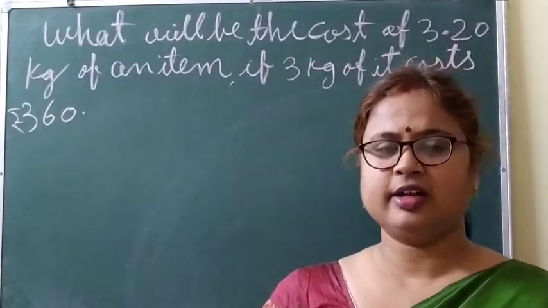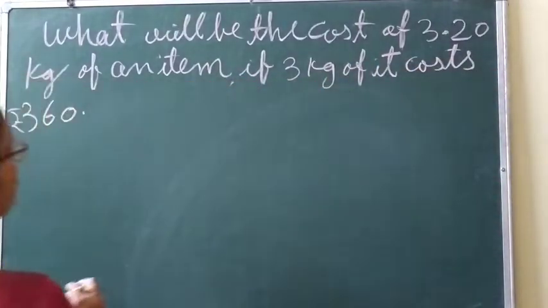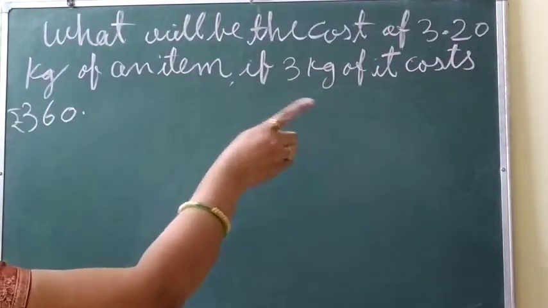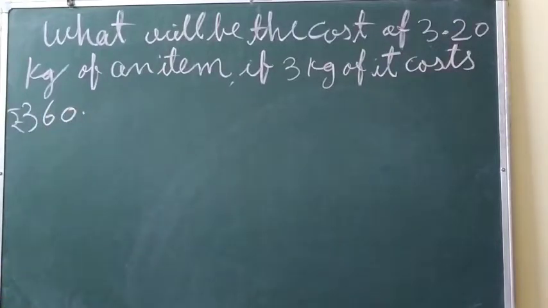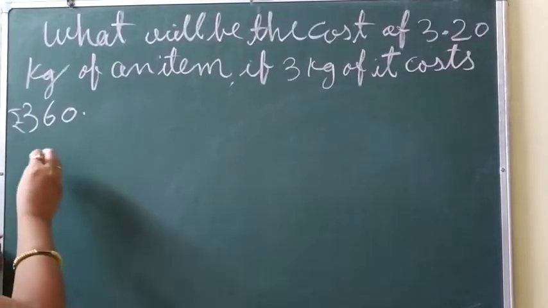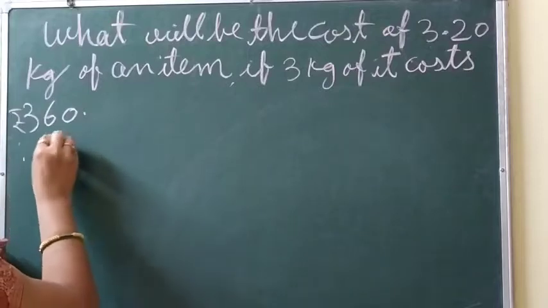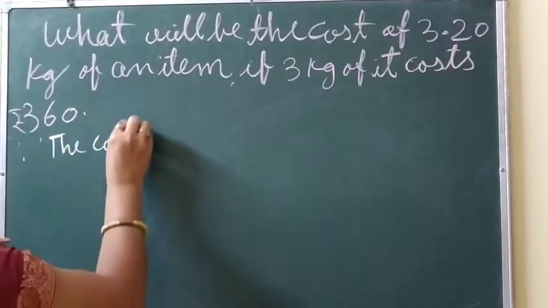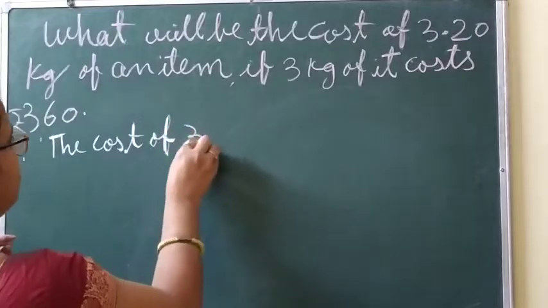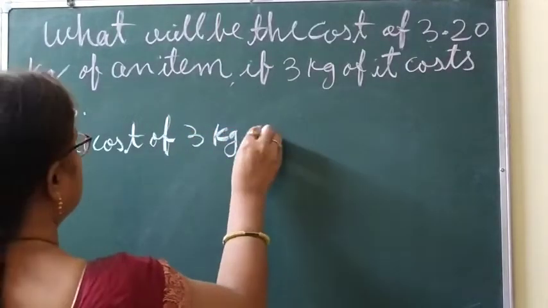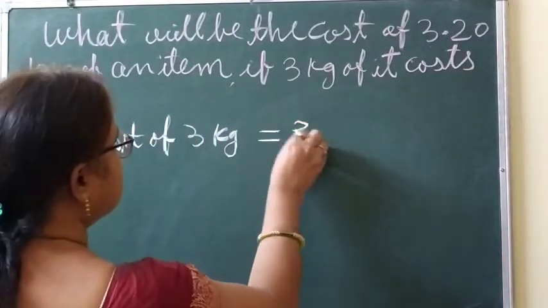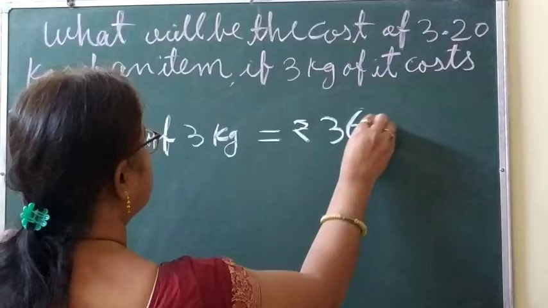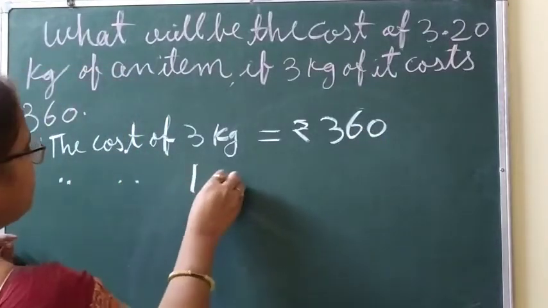Okay, so now let's start the next question. The next question is, what will be the cost of 3.20 kg of an item if 3 kg of it cost rupees 360? Clear? So we have to find out the cost of 3.20 kg. So we will write this statement first, that the cost of 3 kg is equal to rupees 360. Clear?